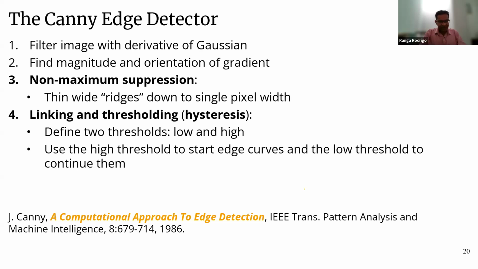Filter the image with the derivative of Gaussian. Find the magnitude and orientation of the gradient. You don't understand any of these things now, but when we do it, you will understand. Non-maximal suppression: thin white ridges down to single pixel width. Linking and hysteresis thresholding: define two thresholds, a low threshold and a high threshold. Use the high threshold to start edge curves and the low threshold to continue them.